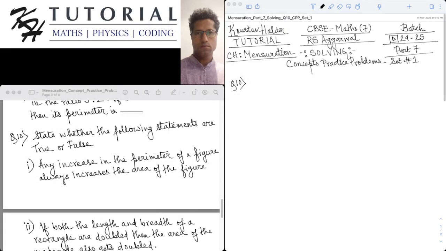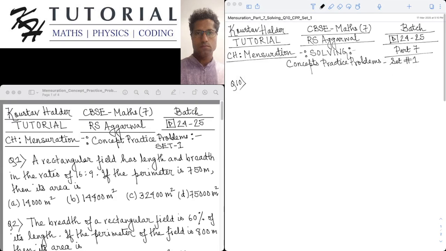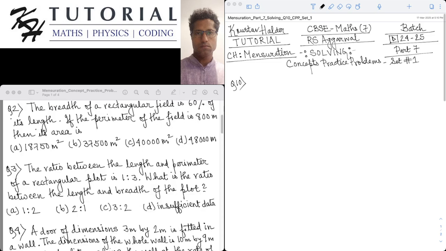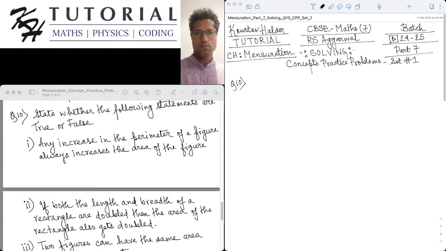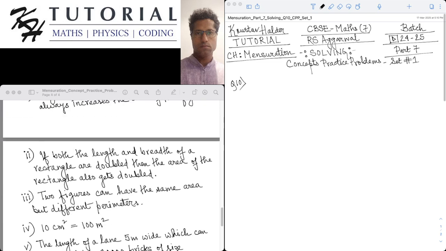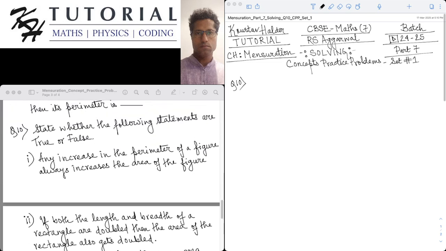Okay, so I have the problem set. This was the concept practice problem set number 1. I have already solved question number 1 to 9 in the previous two videos. If you have not watched those two videos, then please do watch them. It will give you a good idea of how to solve this kind of problem on area, perimeter, diagonal of square and rectangle. Okay, so question number 10 has 5 parts. These are all true or false statements. Okay, so let's start.